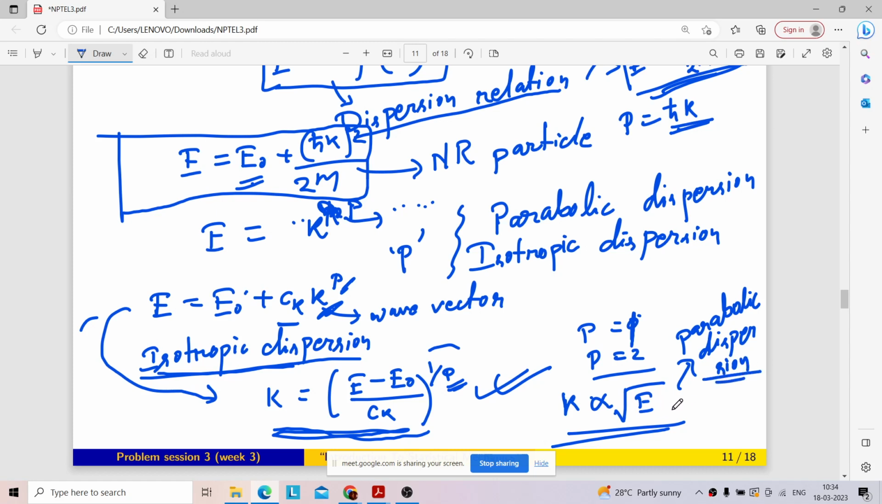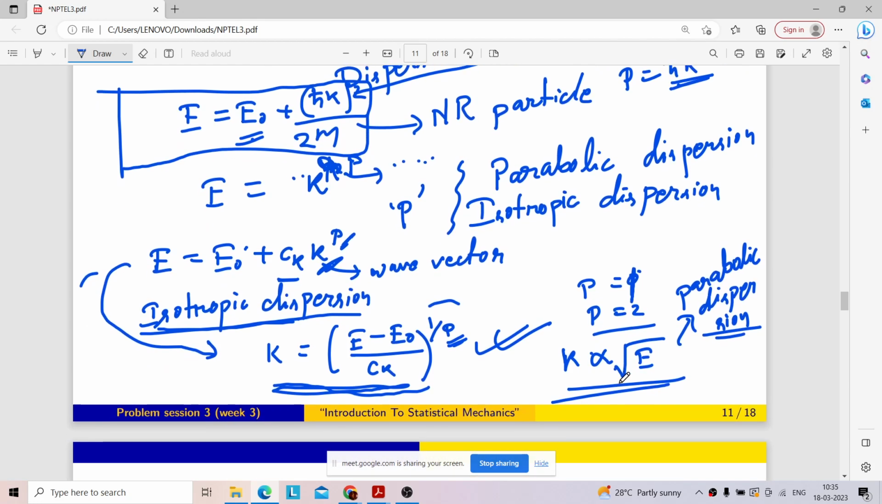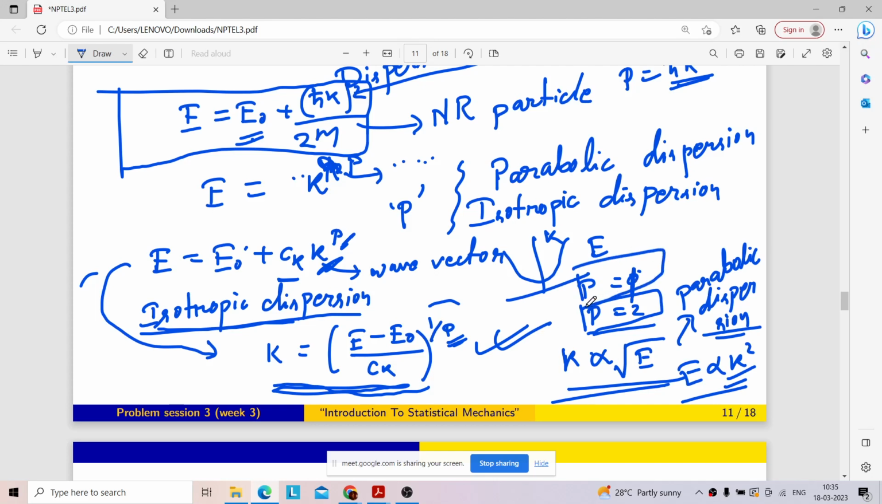So by parabolic, you can do squaring on both the sides, and you will get some E proportional to k square. And this is a parabola. If you draw it in k versus E space, we'll get some parabola. So for p equal to 2 case, we'll name this as parabolic dispersion, and for p equal to 1 case, we will name this as isotropic dispersion.